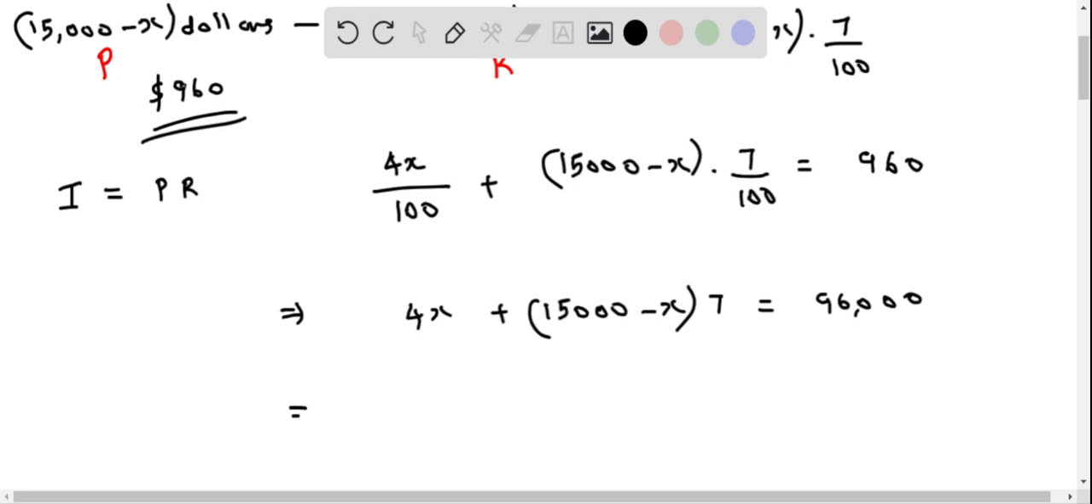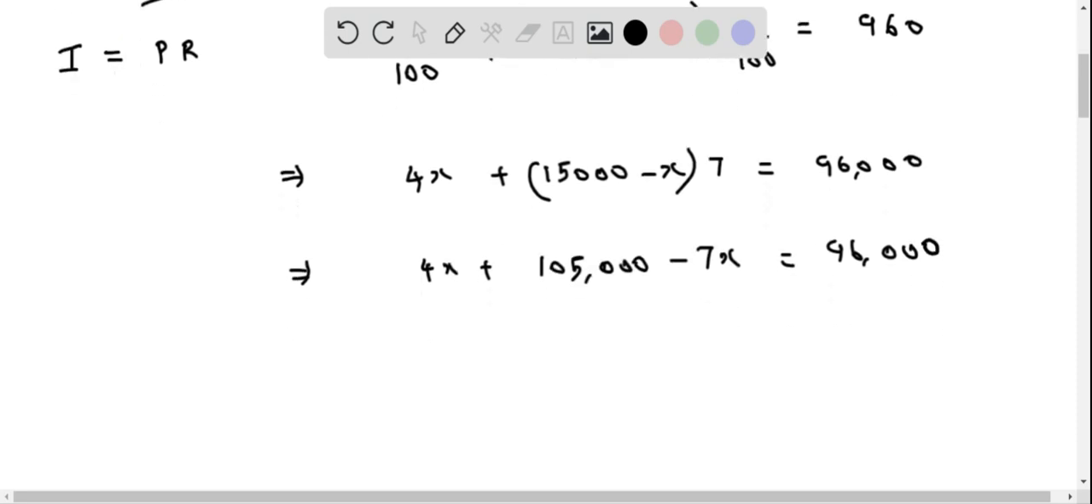So let's solve this equation. We have 4x here. I distribute the 7 to this term 15,000 minus x. 15,000 times 7 is 105,000 minus 7 times x is 7x, equals 96,000.